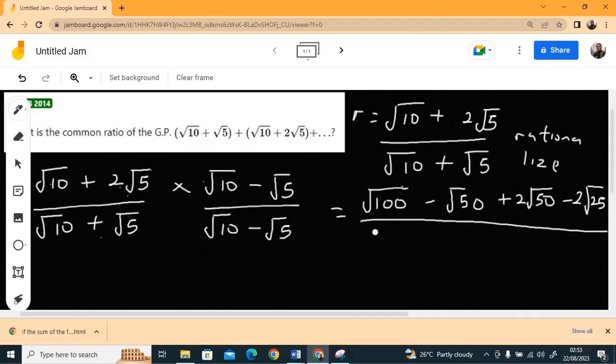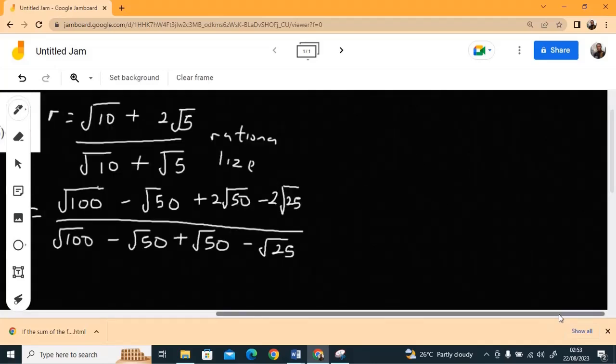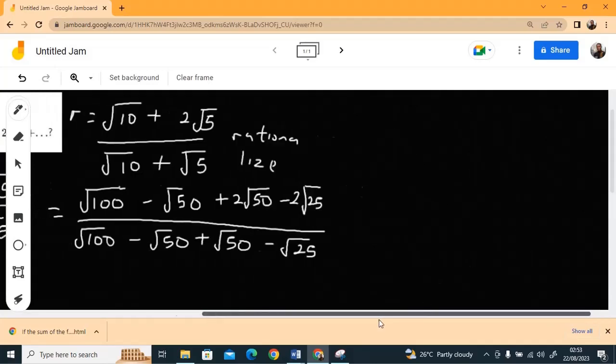root 10 times root 10, here is root 100. Root 10 times minus root 5, that is minus root 50. Then root 5 times this is plus root 50. This was normal expansion. Then root 5 times plus times minus is minus, and root 5 times root 5 is root 25. Don't panic, this thing is easy. Then move it like this.